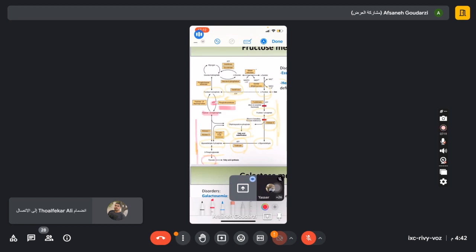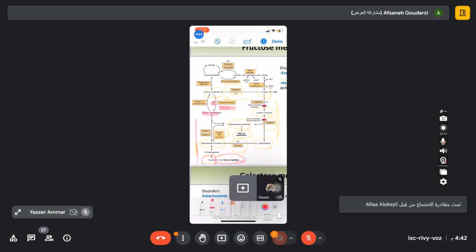We produce pyruvate, then pyruvate could be used for fatty acid synthesis. Since pyruvate could be used for fatty acid synthesis, I will explain it in the lipid metabolism, because you will see there pyruvate could be changed to acetyl-CoA, and acetyl-CoA is the precursor of fatty acid synthesis.